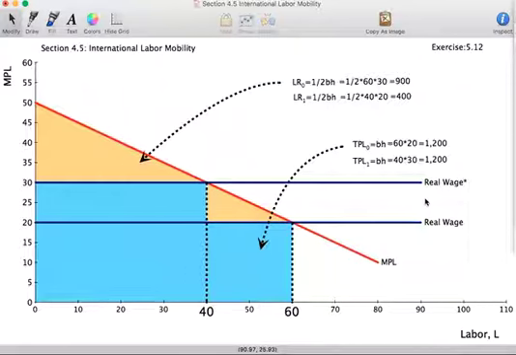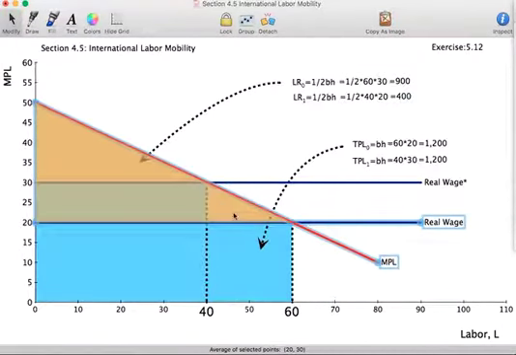So that's how you work through that problem. I think probably the number one difficulty is people didn't realize how to calculate what the land rents are. Remember that the land rent is the area above the real wage rate, but below the marginal product of labor. So this here is the original land rents, and the payments to workers is the real wage rate multiplied by the total number of workers. So here is the original total payments to workers, or the total payments to labor.